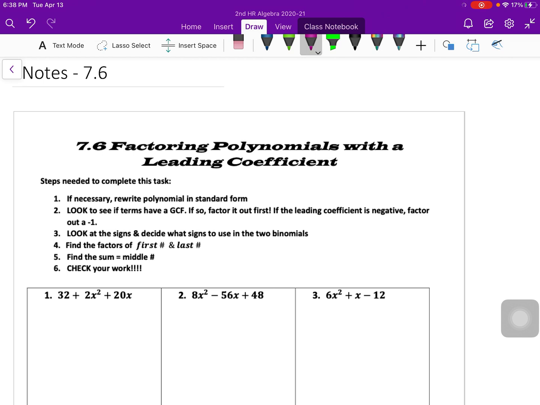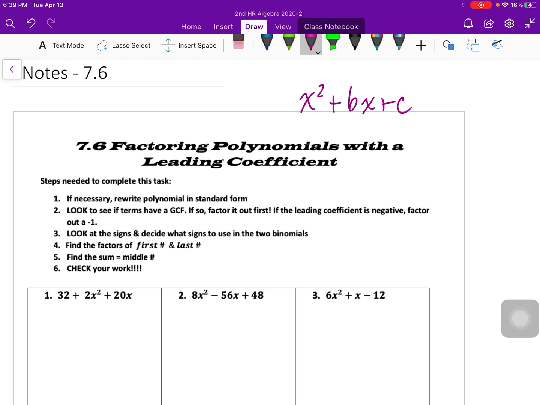All right, ladies and gentlemen, here is the video for 7.6, factoring polynomials with a leading coefficient. I want to remind you that in 7.5, we were factoring polynomials in the form of x squared plus bx plus c, so polynomials with a leading coefficient of 1. That's what we worked on yesterday.